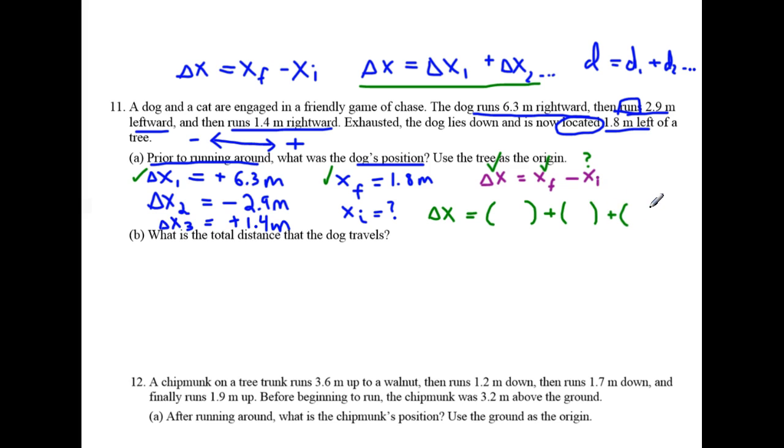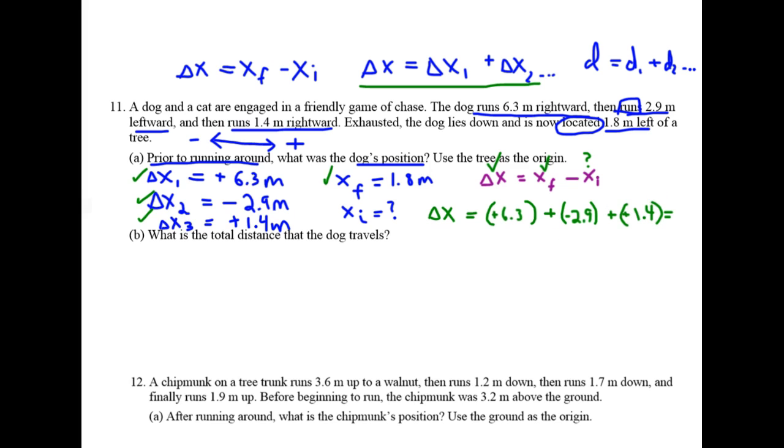I haven't given you much room to do this work on your page, so I actually might recommend getting a separate piece of paper out and then just adding it into the notes. So 3 displacements to add. The first was positive 6.3. The second was negative 2.9. And the third was positive 1.4.